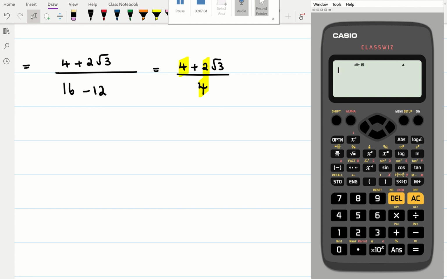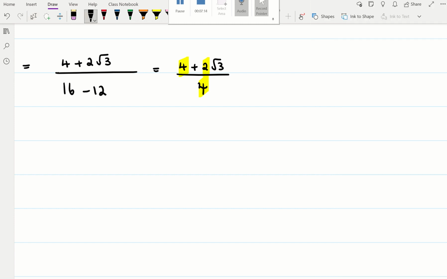I wonder if the new calculators would simplify it for us. Always check, but let's see if it does. I think it might. Yes, it does. Now, the best thing to do is always remember, for many of these things, your buzzword at the end of a question is to factorize. So I'm going to factorize the top. 2 is the highest common factor. 2 times 2 makes 4, plus root 3 divided by 4.